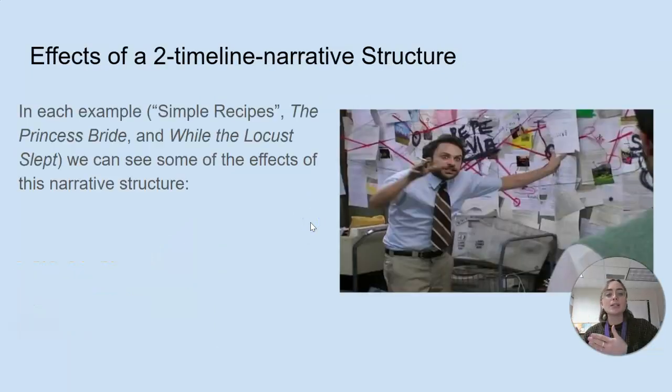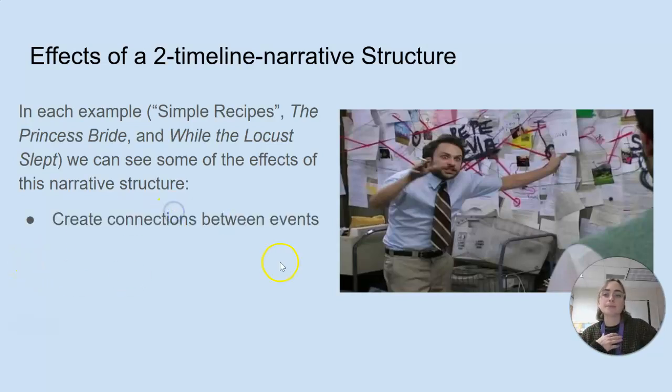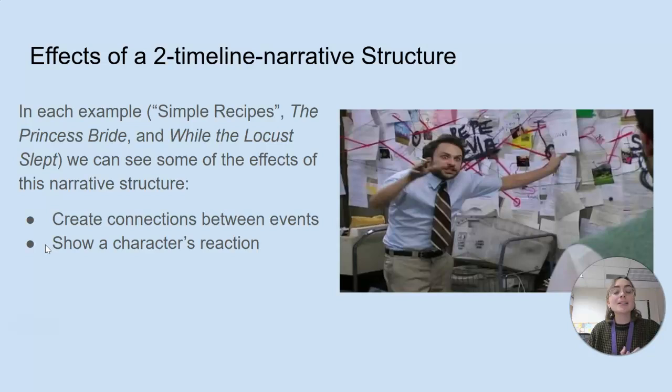Let's look at what some of the effects are of using a two-timeline narrative structure. Why would Peter Raiser be doing this? One of the main effects is that this creates connections between events. So we can see how the things that happened to Peter as a child at the state school actually end up impacting him when he gets older and goes and works on the farm. We also get to see Peter's reaction to things that happen to him. And so sometimes he's reflecting as an older teenager on things that happened at the state school, and we actually get to see Peter's emotional processing or his emotional reaction to things that happened to him.